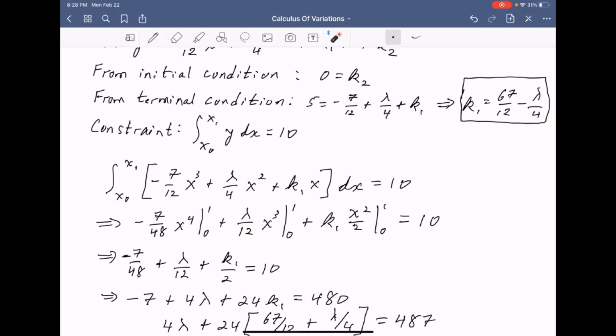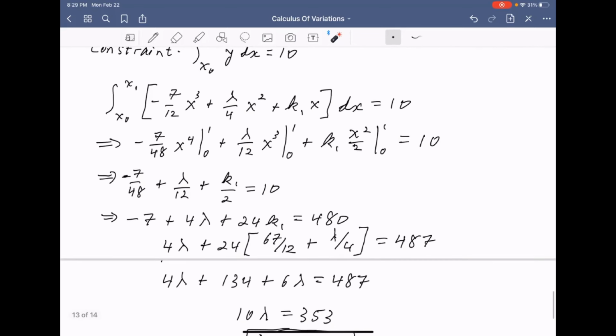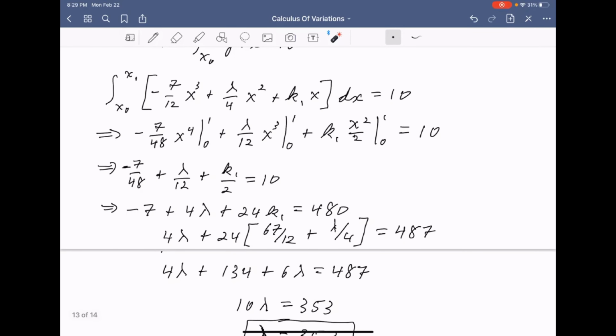So now, doing so, we get minus 7 over 48, because we get x to the fourth, 1 to the fourth is 1, minus 0, and that leaves us with a 1. The same thing, lambda over 12, because this will be 1, plus k1 over 2, and we set that equal to 10. And now we can solve this: minus 7 plus 4 lambda plus 24 k1 is equal to 480.